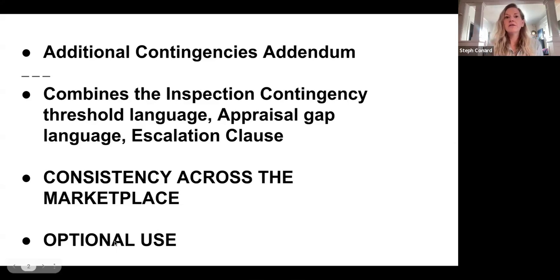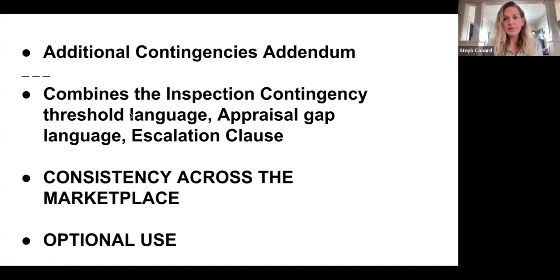Again, you're not necessarily going to need to use this if you're not writing in a competitive situation. Or if you are and don't feel the need, or your buyer does not want to expand on those contingencies, then you wouldn't necessarily need to use it. And as I'll show you, if you want to, you can use all or parts of it as well, just like any addendum. So it just might not even be something that you use, but we want you to know about it in case, again, it's just another tool in your toolbox.